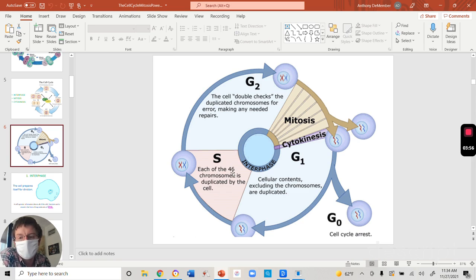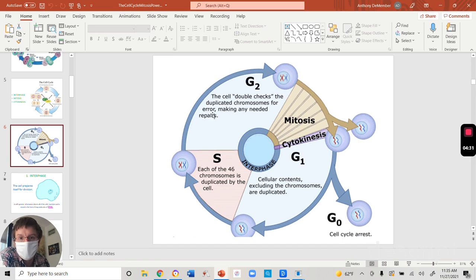Okay. So this 46, do not get confused. This 46 is strictly referring to the number of chromosomes in the human genome. We have 23 pairs of chromosomes, and a pair is 2. And 23 times 2, let's do a little bit of math. What does that get us? 46. Very good. So G1, we're duplicating everything we need except for the genetic information. S stands for the synthesis phase. We're duplicating our chromosomes. G2 is when we're double checking, making sure there's no errors.